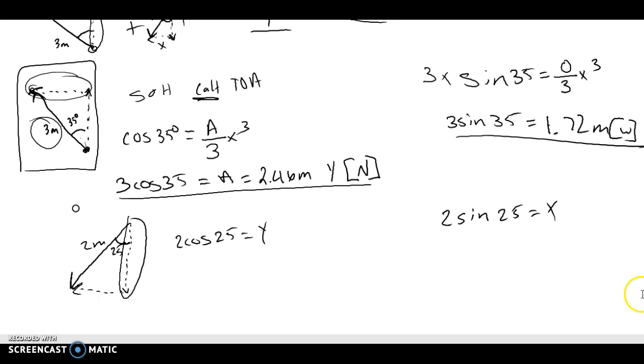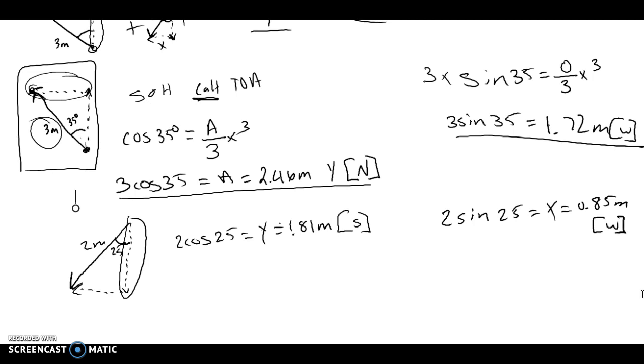Okay, so when you put that into your calculator, 2 cosine of 25, you should get 1.81 meters. Okay, now this is going south. Now 2 sine of 25 is 0.85 meters, and this is going west.